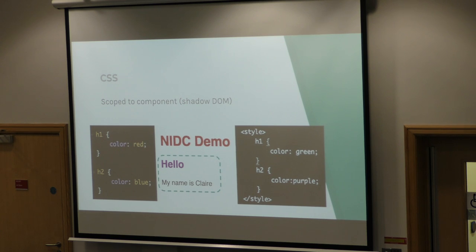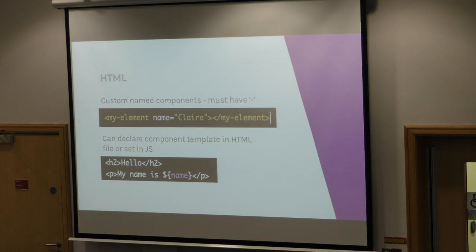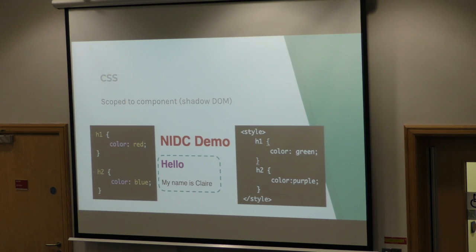So the top level there that says NIDC demo, if you remember from the previous page, is an H1. Then the hello and the my name is Claire are inside the component, which is an H2 and a span. So if I set my H1 color, it's not inside my component, so it's going to follow the styles on the left, which are from my full page.